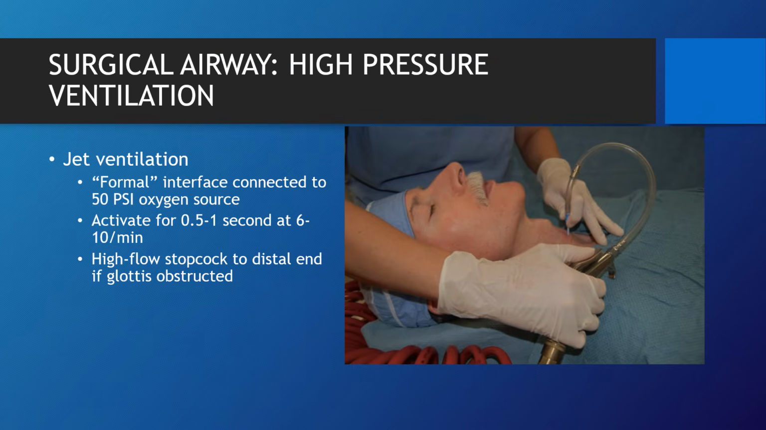Now, with your high pressure ventilation, if you have a formal jet ventilation interface, you can use that. The interface is connected to a 50 psi oxygen source. It ventilates at about 500 milliliters per second, so you would activate the interface for about a half to 1 second at a rate of 6 to 10 per minute. And if the glottis is obstructed, you can use a high flow stopcock at the distal end of the interface to allow for gas exchange or gas escape.